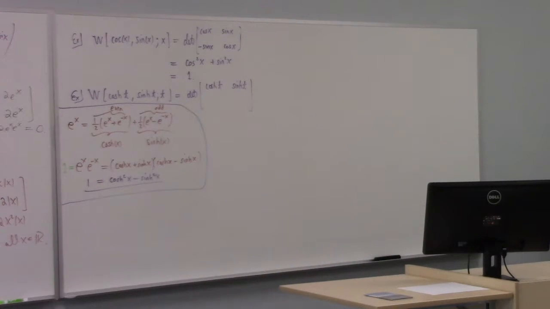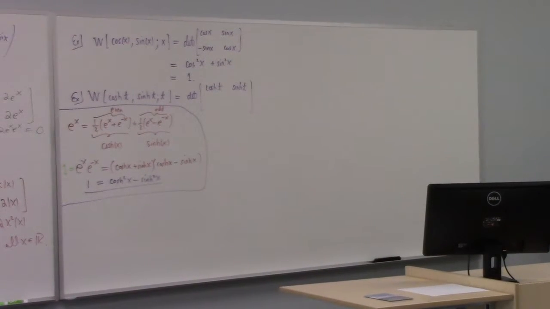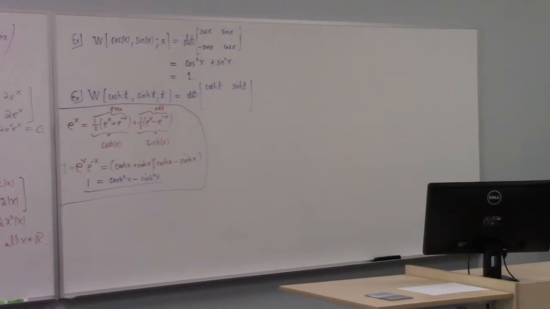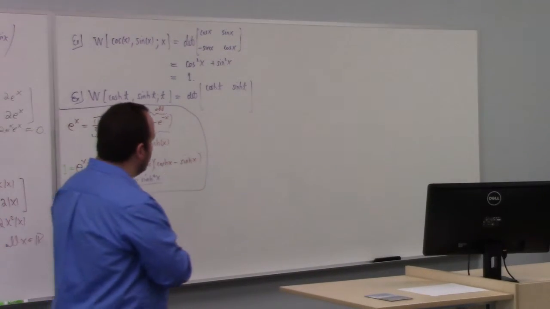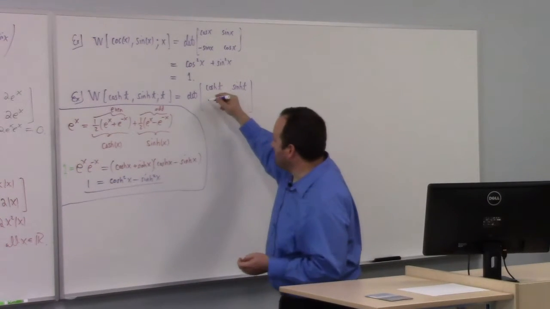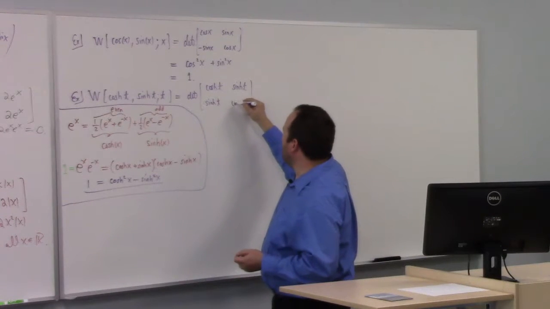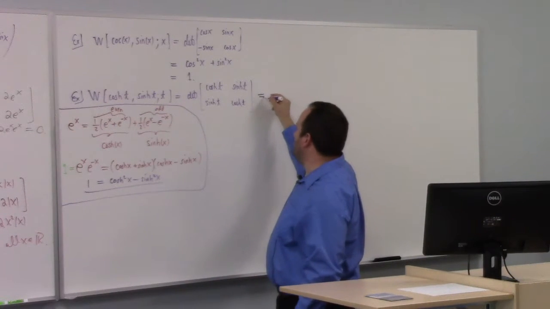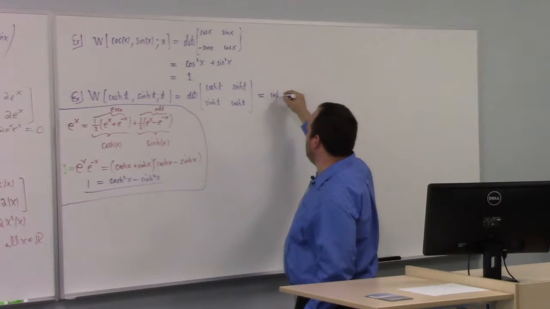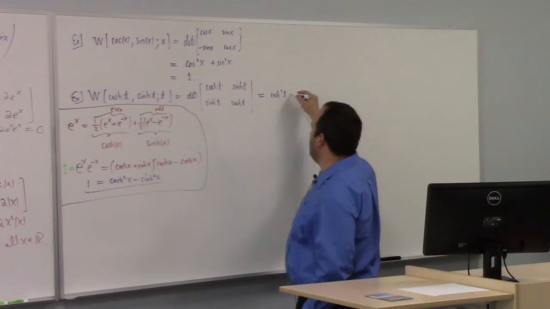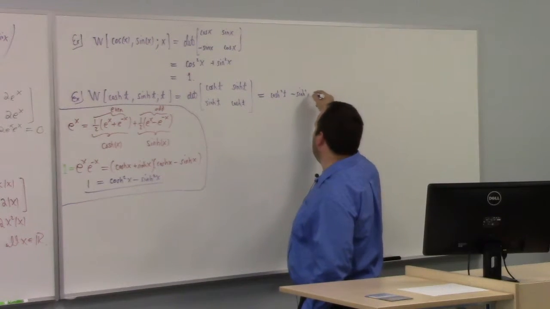Cosh and sinh are to hyperbolas just like cosine and sine are to circles. That's why they're named so. They have interesting applications in special relativity, among other things. But anyway, the derivative of cosh is sinh. The derivative of sinh is cosh. And so what we get is cosh squared t minus sinh squared t.